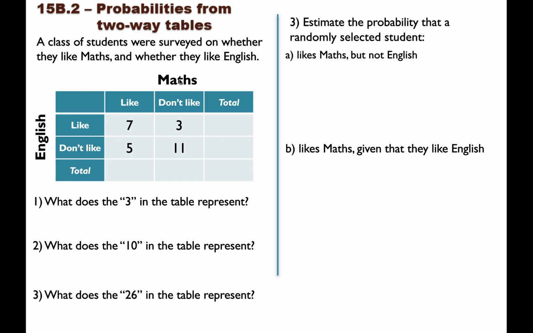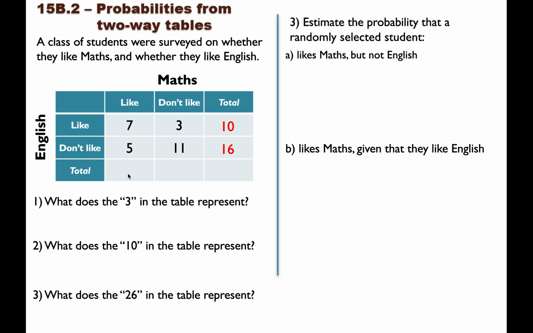I have 7 students here that like maths and also like English. I have 3 students that don't like maths but do like English. So in total, there are 10 students that like English. How many students don't like English? Well, there are 5 students who don't like English but do like maths. There are 11 students that don't like English and don't like maths. So there are 16 students who don't like English in total.